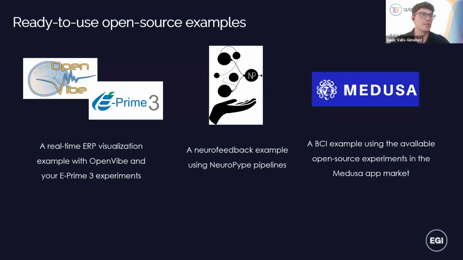We'll look at a real-time ERP visualization with OpenPipe and E-Prime, a neurofeedback example using NeuroPipe pipelines, and a BCI example using available apps from the Medusa interface. So these are just examples. The idea is to show you how quickly you can go from streaming your data with the app connector to actually doing something meaningful with it.